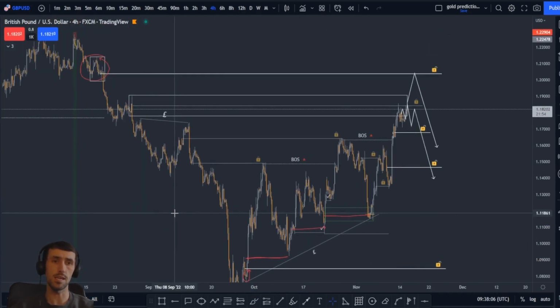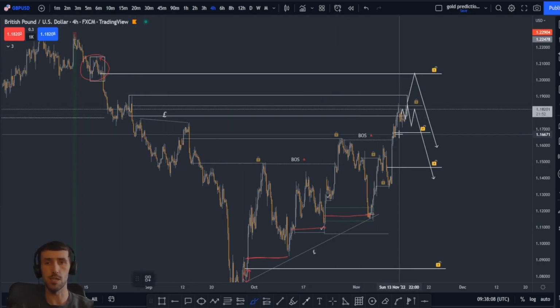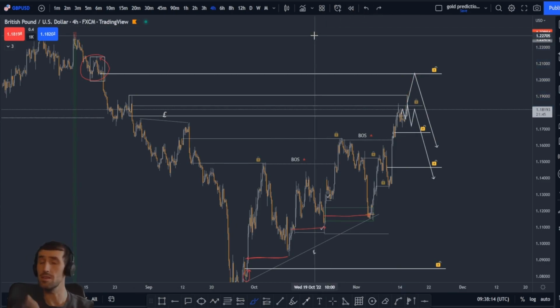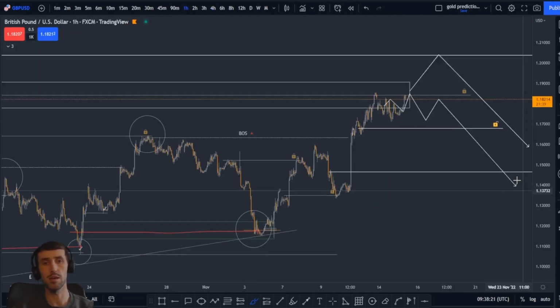Now, like I stated earlier, we're in a very bearish trend. So price surpassing these highs is not that probable, but that doesn't mean that it won't happen. So if we go down to the smaller time frame, I'll show you exactly what I'm thinking.